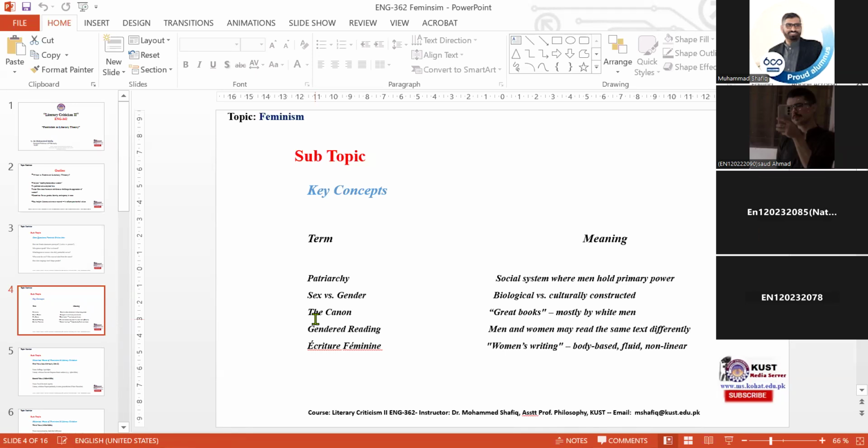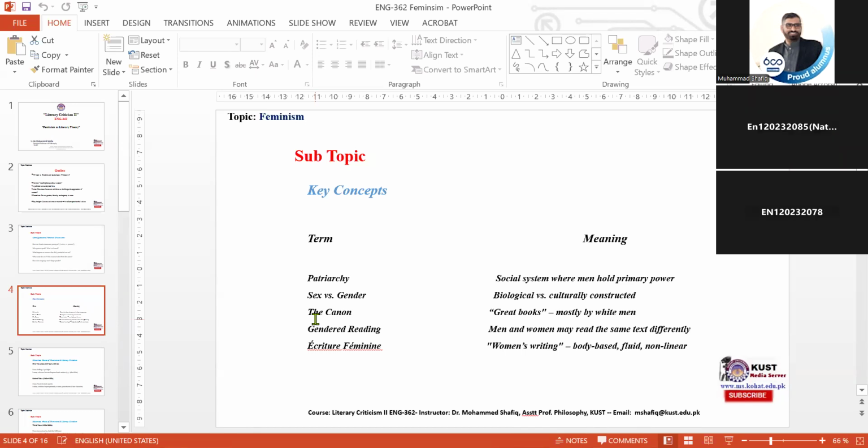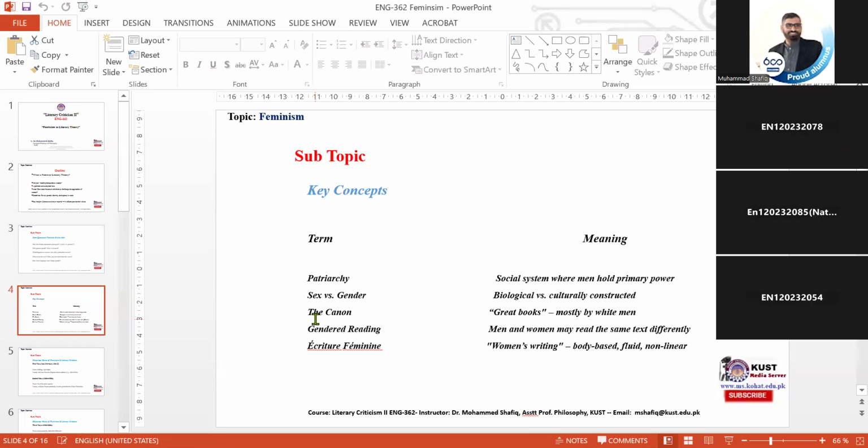For example, we assign pink color to girls, like pink is for girls, and blue is for boys. Patriarchy does not mean every individual man is powerful. It means the system prioritizes masculine-coded traits. The idea that women's writing might be more circular, bodily, and non-logocentric, but this has been criticized as essentialist.